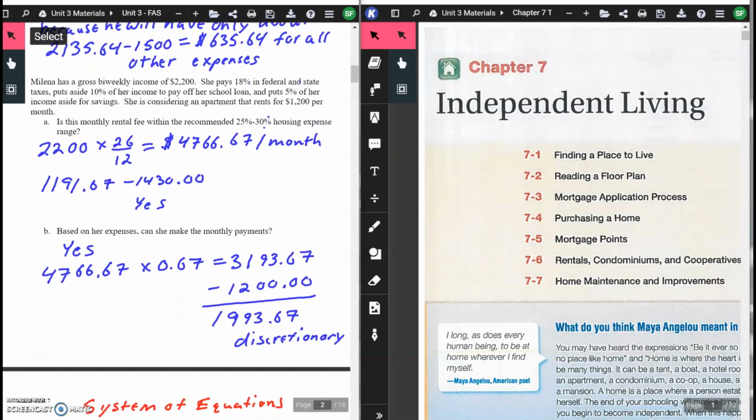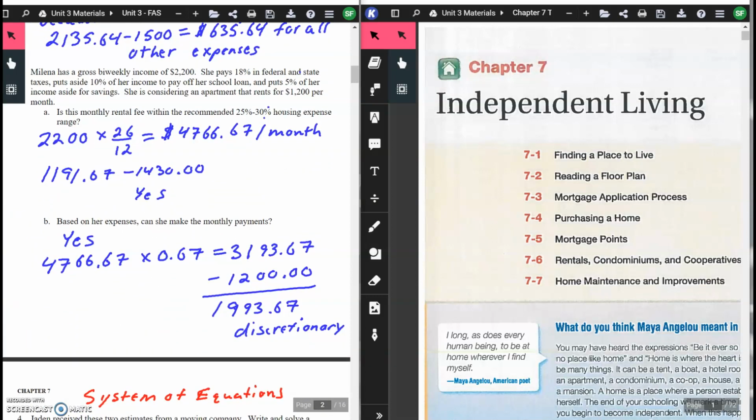Number 3, Melania has a gross biweekly income of $2,200. She pays 18% in federal and state taxes, puts aside 10% of her income to pay off a school loan, and puts 5% of her income aside for savings. She is considering an apartment that rents for $1,200 per month. Is this between the 25 to 30% range?